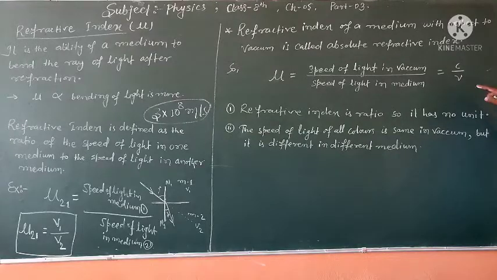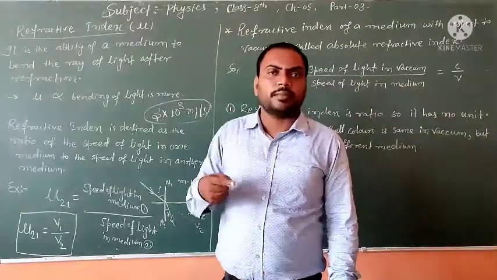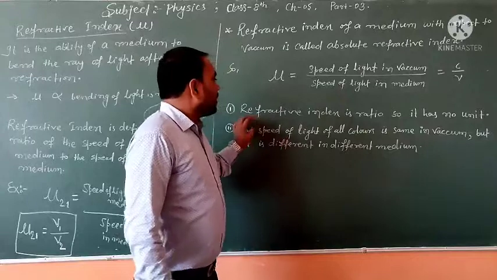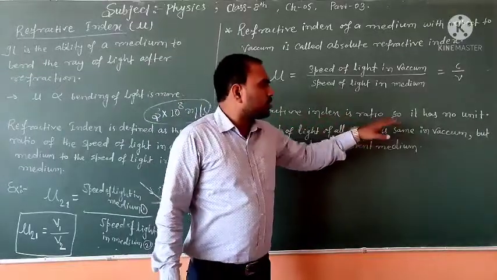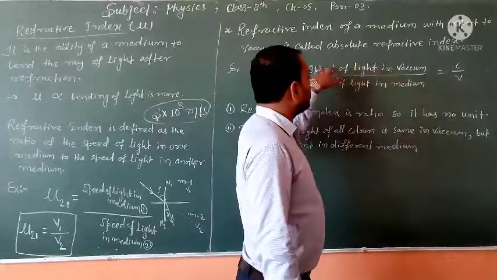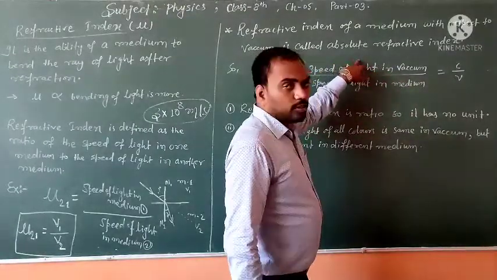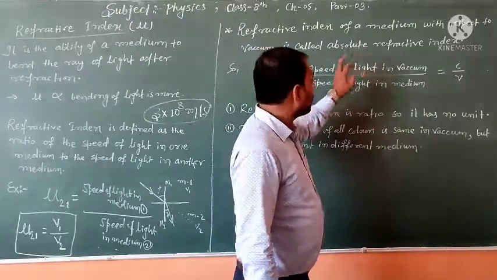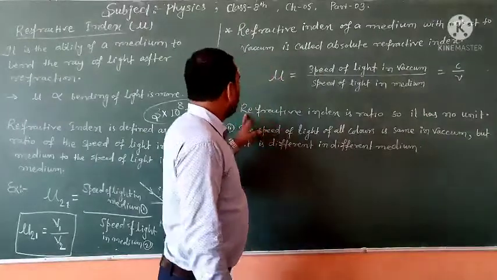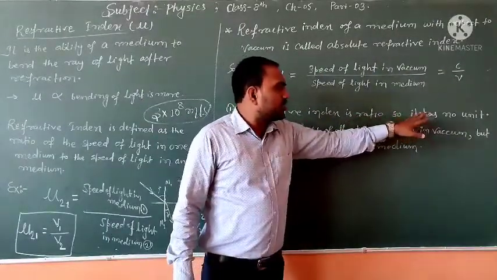The same light, when it enters from one medium to another medium, will change its speed. Refractive index is a ratio, so it has no unit. The speed of light has the same unit of speed, kilometer per hour or meter per second, which will cancel out. So the refractive index is a ratio and has no unit.